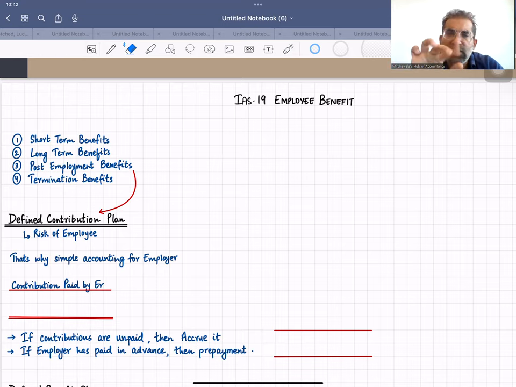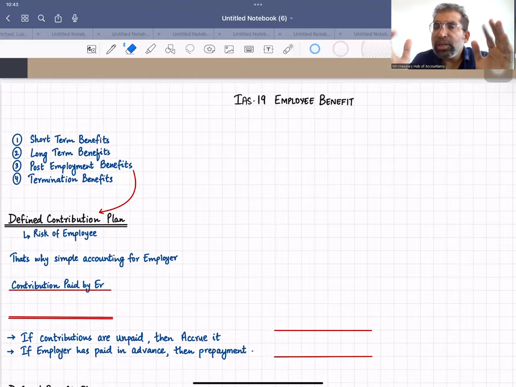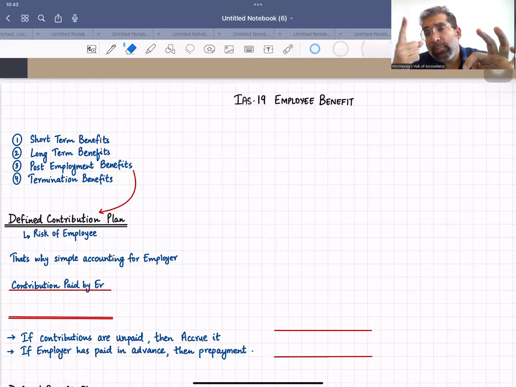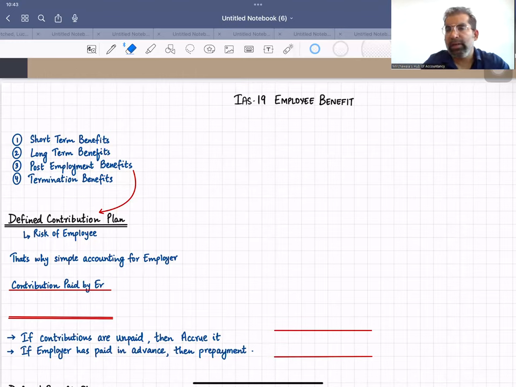So in short-term benefits, you can write salary, bonus, other benefits, lunch, and all these short-term benefits which are given within 12 months of the rendering of services. Now, second is long-term benefits. Long-term benefits, by definition, are given after 12 months from the date of consumption of services. For example, if an employee is giving me services now and I pay the benefit in return for this service after 12 months, then this should be considered a long-term benefit.